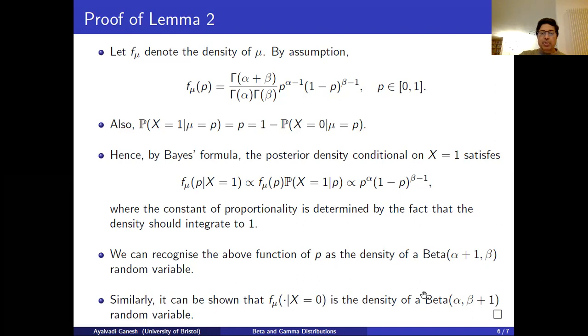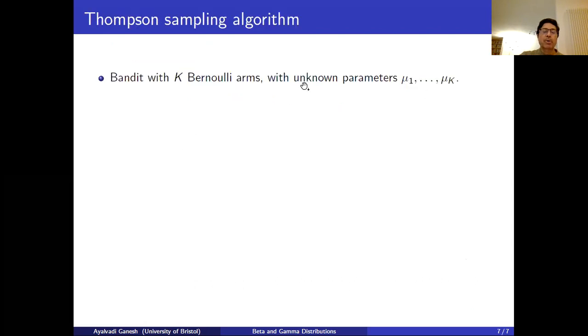Okay, so that proves the lemma. So that proves the property that beta distributions are conjugate for Bernoulli observations. And that's a very important property of the beta distribution. Okay, so that was a lot of preliminaries, and these are all the preliminaries we needed to precisely state the Thompson sampling algorithm. So now I'm going to state the algorithm.